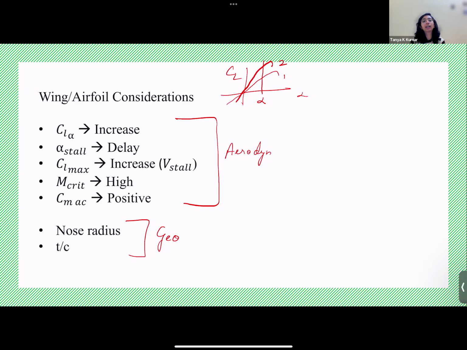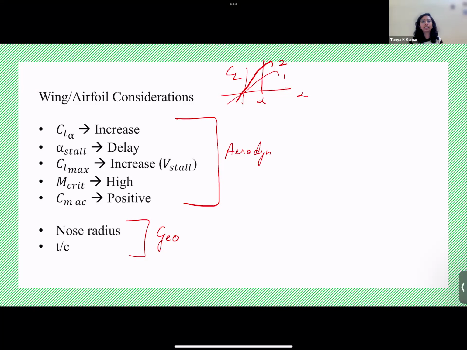Then what do we want? We want to delay our stalling angle as far as possible so that you can operate or you can fly for a longer range of alphas. Okay, so you can operate for a larger period. So you want your alpha stall to be as delayed as possible. Then you have CL max. We want CL max to be as high as possible, similar to the first case. For the same angle of attack, you need to get a higher CL. That's why you want your CL max to be as high as possible.